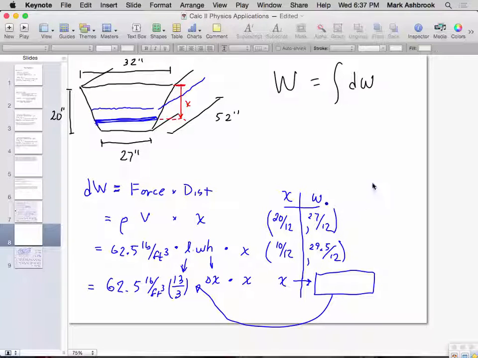Okay, so then we need the rate of change, or what you think of as the slope. So we could do W2 minus W1 over X2 minus X1. We don't need all the 12ths to do that because they'll just cancel out. 29.5 minus 27 over 10 minus 20.